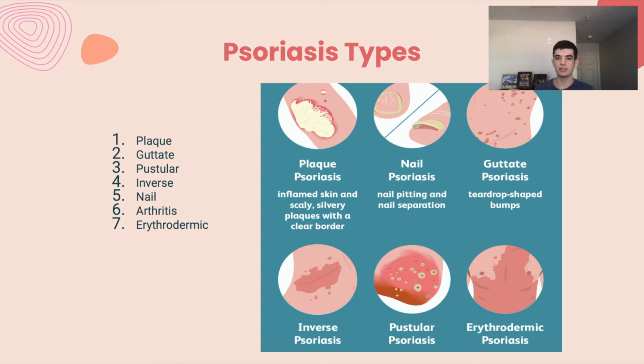Nail psoriasis is the second most common and results in deformed nails, such as pitting, increased sensitivity, pain, and the separation of the nails from the beds. Psoriatic arthritis may develop in those affected by psoriasis and can cause painful movements of the joints, swelling of the fingers and toes, and discolored joints.